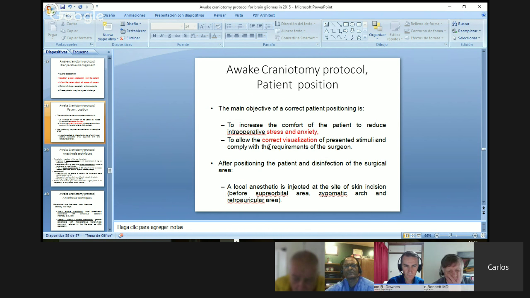It is important to speak about the patient position. The main objective of the correct positioning is to increase the comfort of the patient, to reduce the intraoperative stress and anxiety, to allow the correct visualization of the stimuli, and to comply with the requirements of the surgeon. After positioning the patient and disinfection of the surgical area, local anesthetic is injected at the site of the scalp incision: the supraorbital area, zygomatic arch, and the retroauricular area.